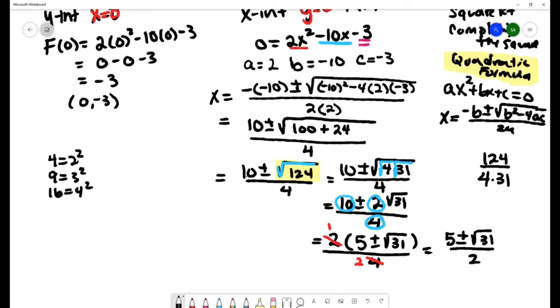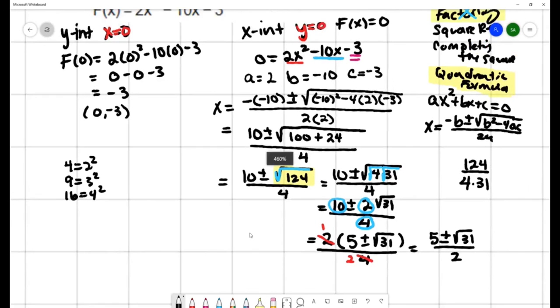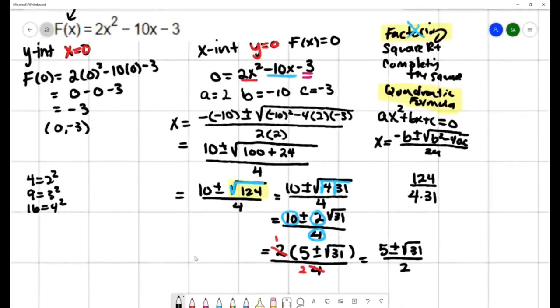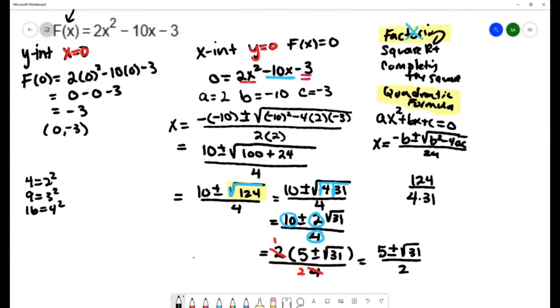Now, I've also seen some sources display this answer in one more way. What they like to do is, instead of writing this as one big fraction, they like to write it as 2 smaller fractions. If you write it like that, you would have 5 over 2 plus or minus square root of 31 over 2. So either one of these last two are fine. They're in the simplest form.